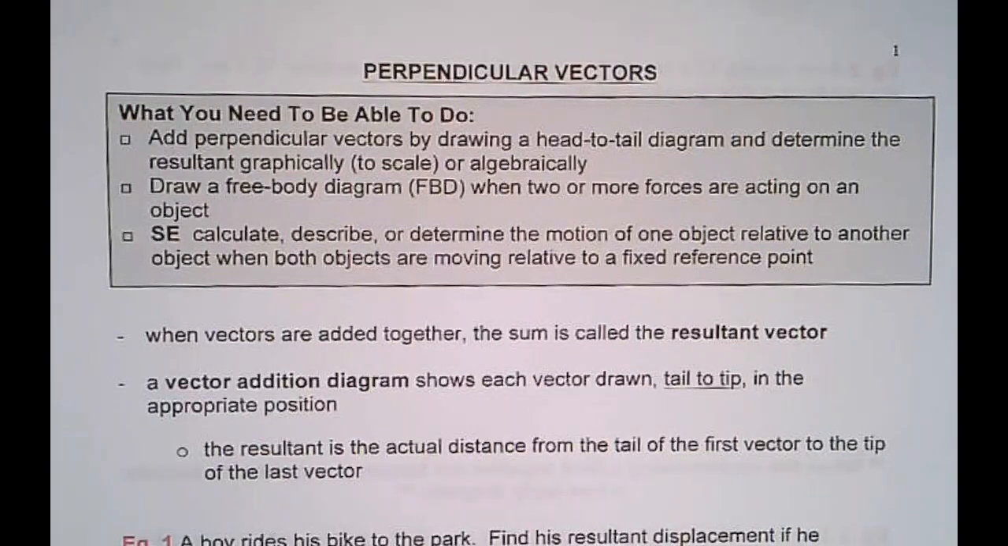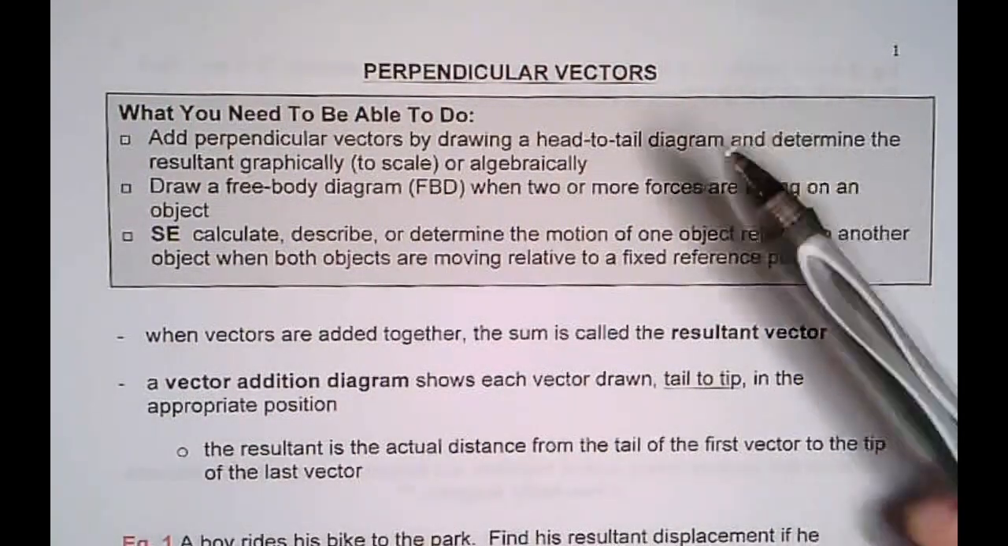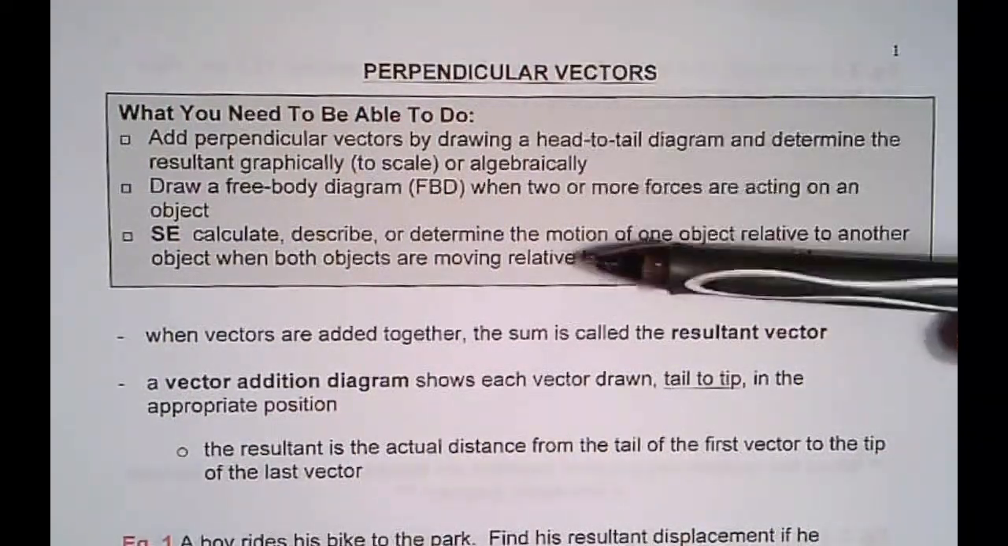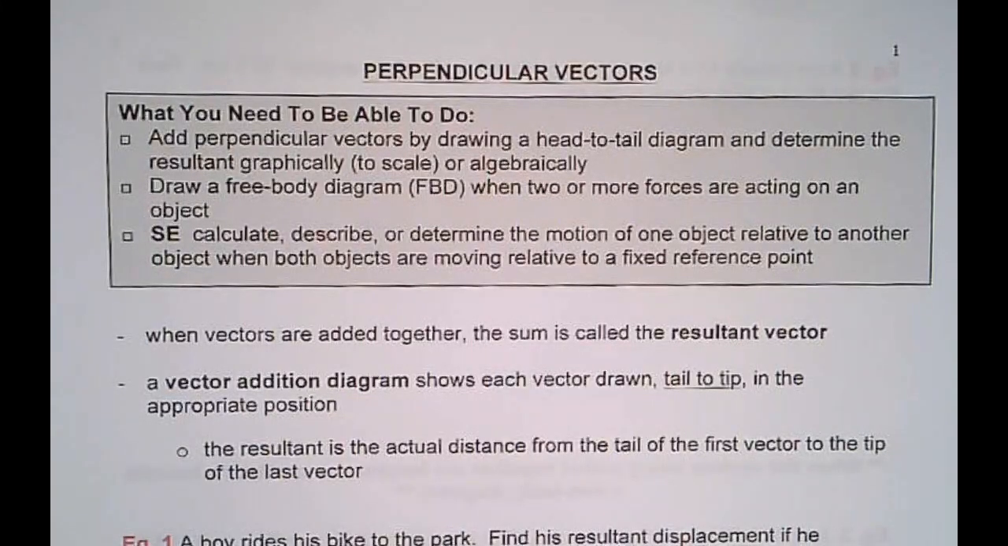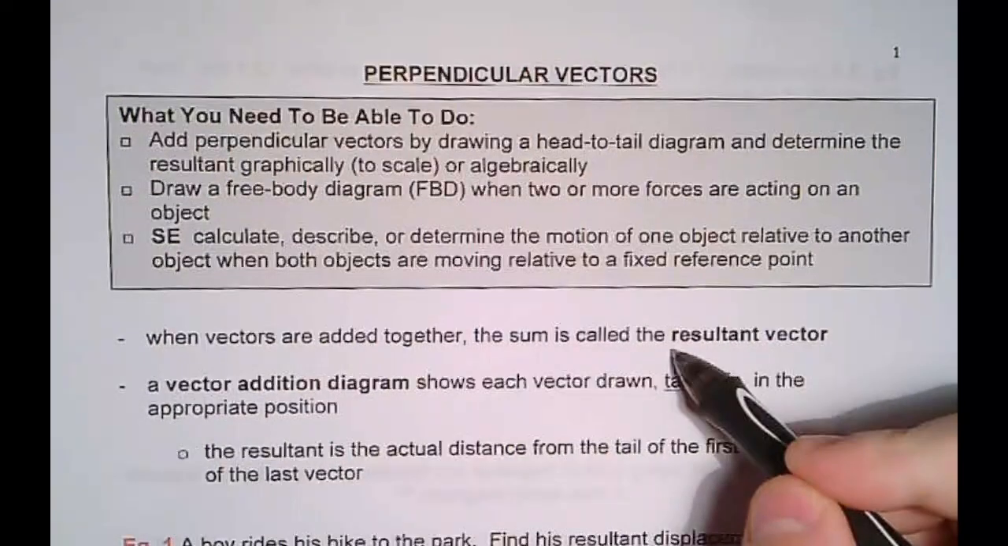All right, our next topic we're going to talk about is perpendicular vectors. So when we're talking about perpendicular vectors, this is what you're going to need to be able to do. You can read through that yourself. I'm not going to go through that. What I'm going to go through is all the notes below. So when vectors are added together, we call this the resultant vector.